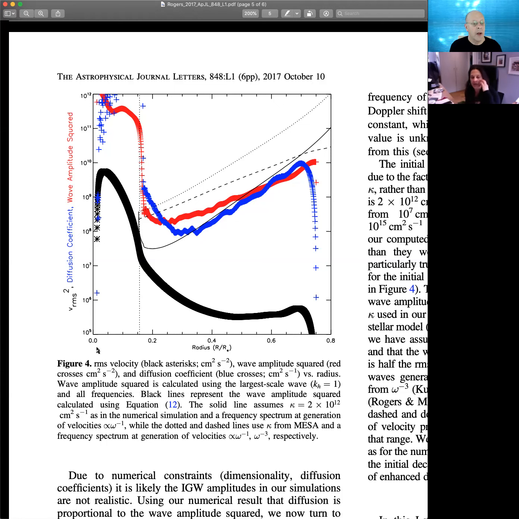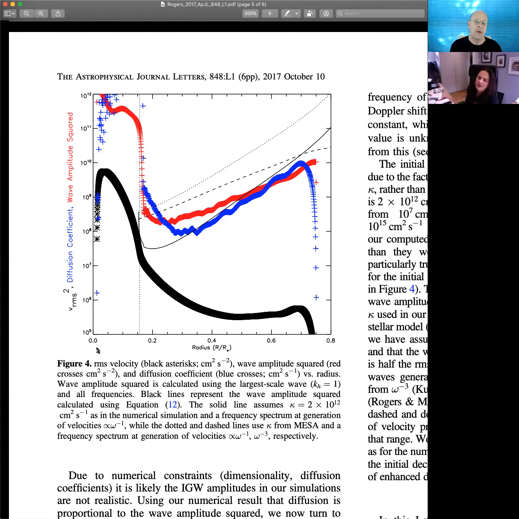The other lines, the dashed and dotted ones, are what you get if you use the thermal diffusion from a MESA calculation, from an actual 1D stellar evolution code. And the reason there are two is that it depends on the spectrum of waves you assume.